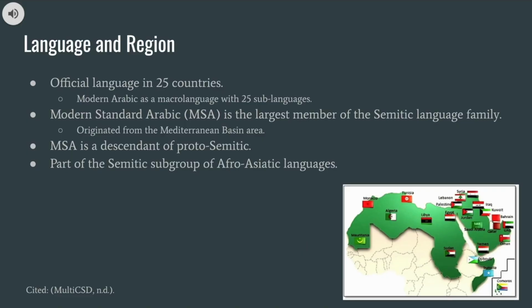So going right in, Arabic is an official language in 25 countries. Modern Standard Arabic, or MSA, is the largest member of the Semitic language family. This language is thousands of years old. It is also an ancient language with no written record. Arabic is part of the Semitic subgroup of Afro-Asiatic languages and is closely related to the languages of Hebrew and Aramaic.